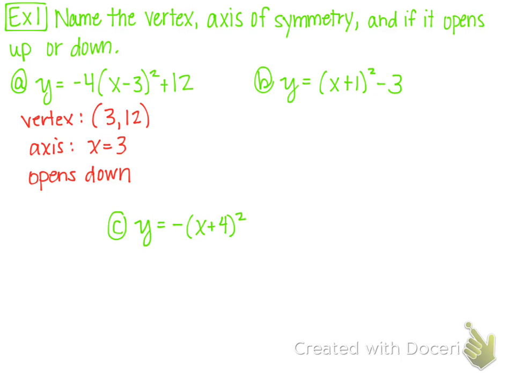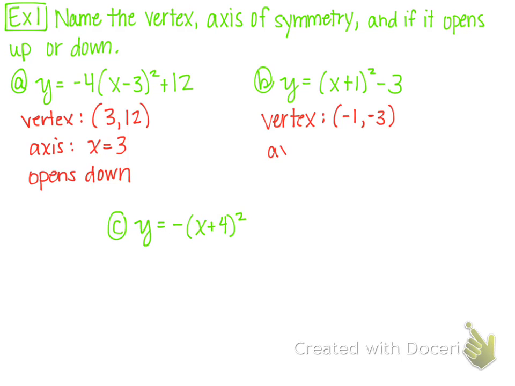Okay, now moving on to example number 2. So we're going to pull the vertex out. We're looking at this number and this number. For our h, we're going to change the sign of it, so we have a negative 1. And our k is just whatever that number is. So we have a negative 3.